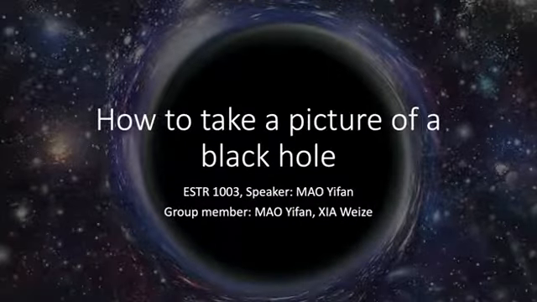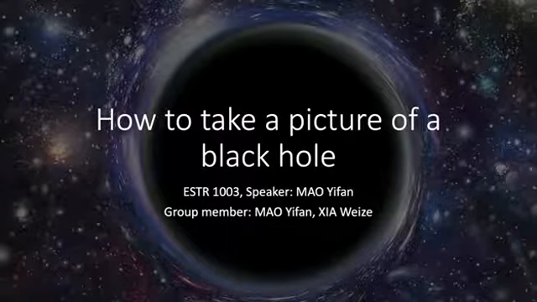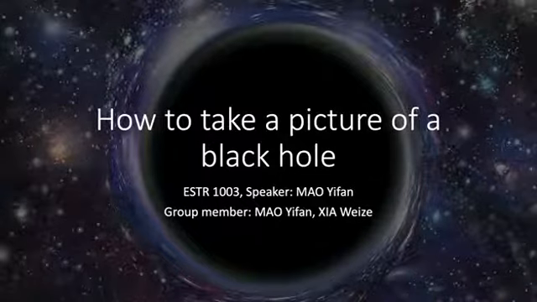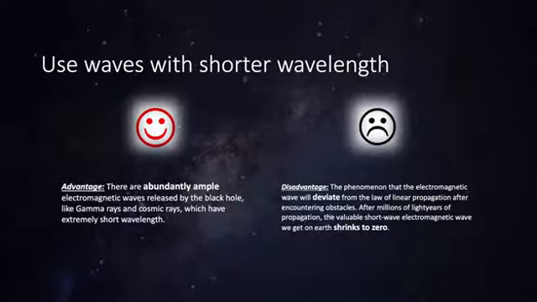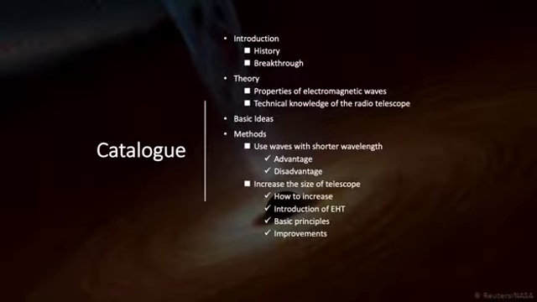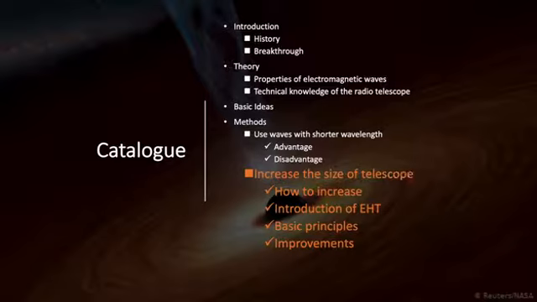Previously, my group mate Xia Weizhe has talked about the background and introduction part. Also, following the basic idea mentioned above, he explained the first method of taking a picture of a black hole in detail. That is, we can use waves with shorter wavelengths. However, as he discussed before, it's not a practical way. Thus, let's see the second method of taking a picture of the black hole. It is the method scientists are now using, and it does accomplish a lot.